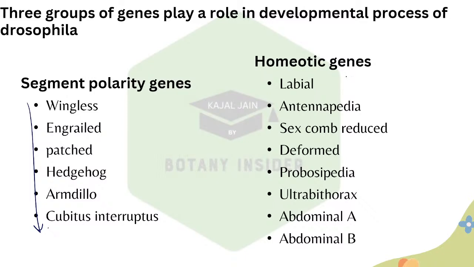Then in the case of the homeotic selector genes, or the homeotic genes, you have 8 genes involved. First one is labial, antennapedia, sex combs reduced, deformed, proboscipedia, ultrabithorax, abdominal A and abdominal B.